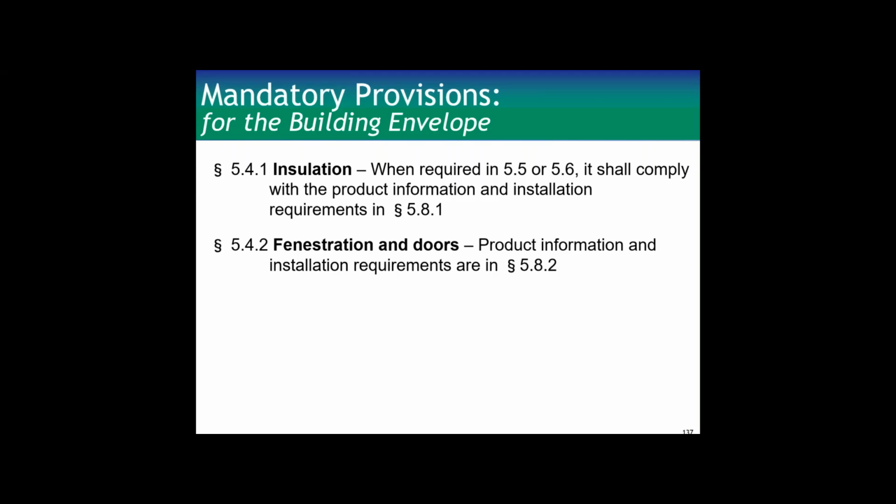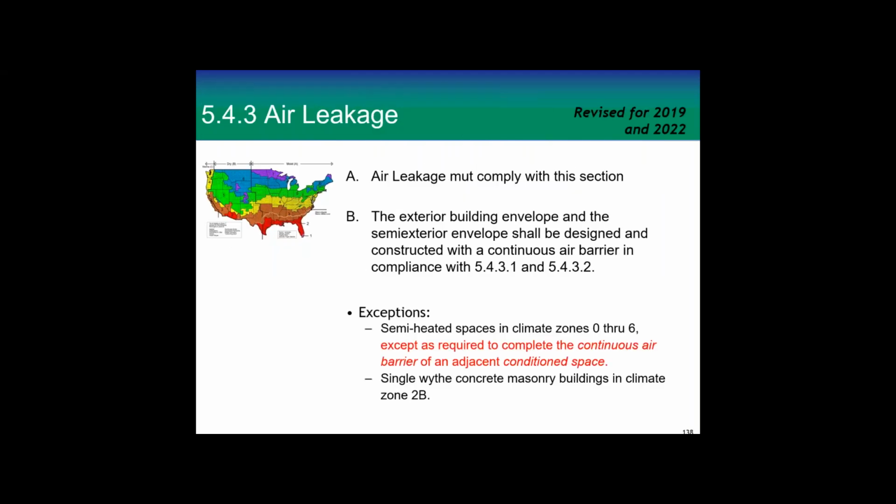Oh, 5.8 is how you put them in. So what we're saying is that if you're required to do insulation, you have to put it in per the manufacturer's recommendations. What it comes down to, fenestration and doors the same way. Air leakage has been a big deal. It took us about 10 years to get the air leakage requirements. An air barrier is required now in all the buildings. It has been for a few years now.